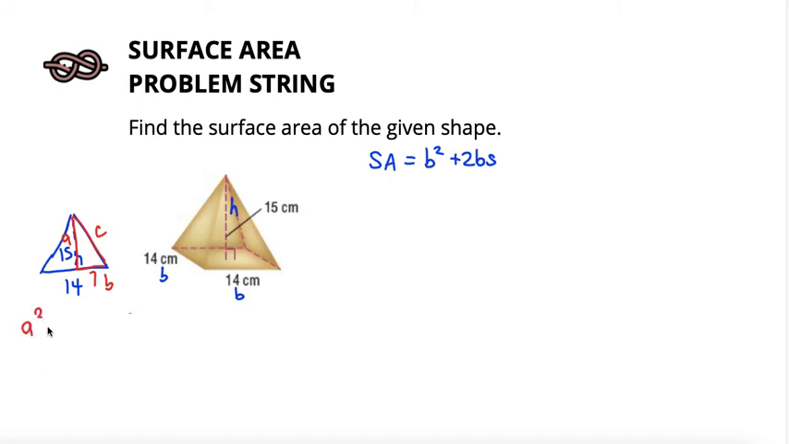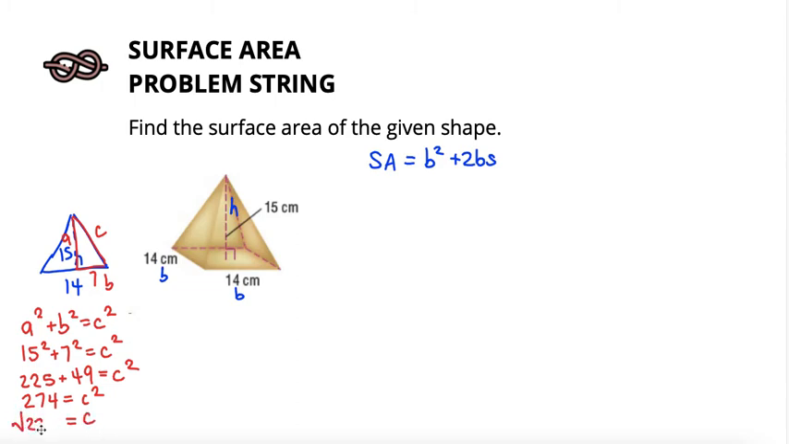So Pythagorean theorem says a squared plus b squared equals c squared. So 15 squared plus 7 squared equals c squared. Or 225 plus 49 equals c squared. Adding those together, I get 274. And to go from c squared to c, I need to take the square root of 274, which gives me an answer of approximately 16.6, and my units are centimeters. So now I have the slant height of my pyramid, which is 16.6.